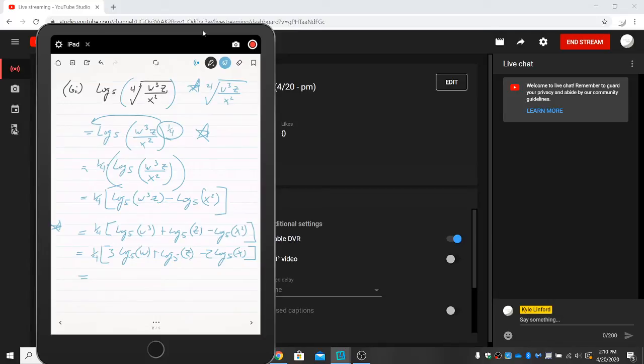If I distribute the 1/4, I get 3/4 times log 5 of w plus 1/4 times log 5 of z minus, well, 2 over 4 is just a half log 5 of x here. And this would be the final answer.